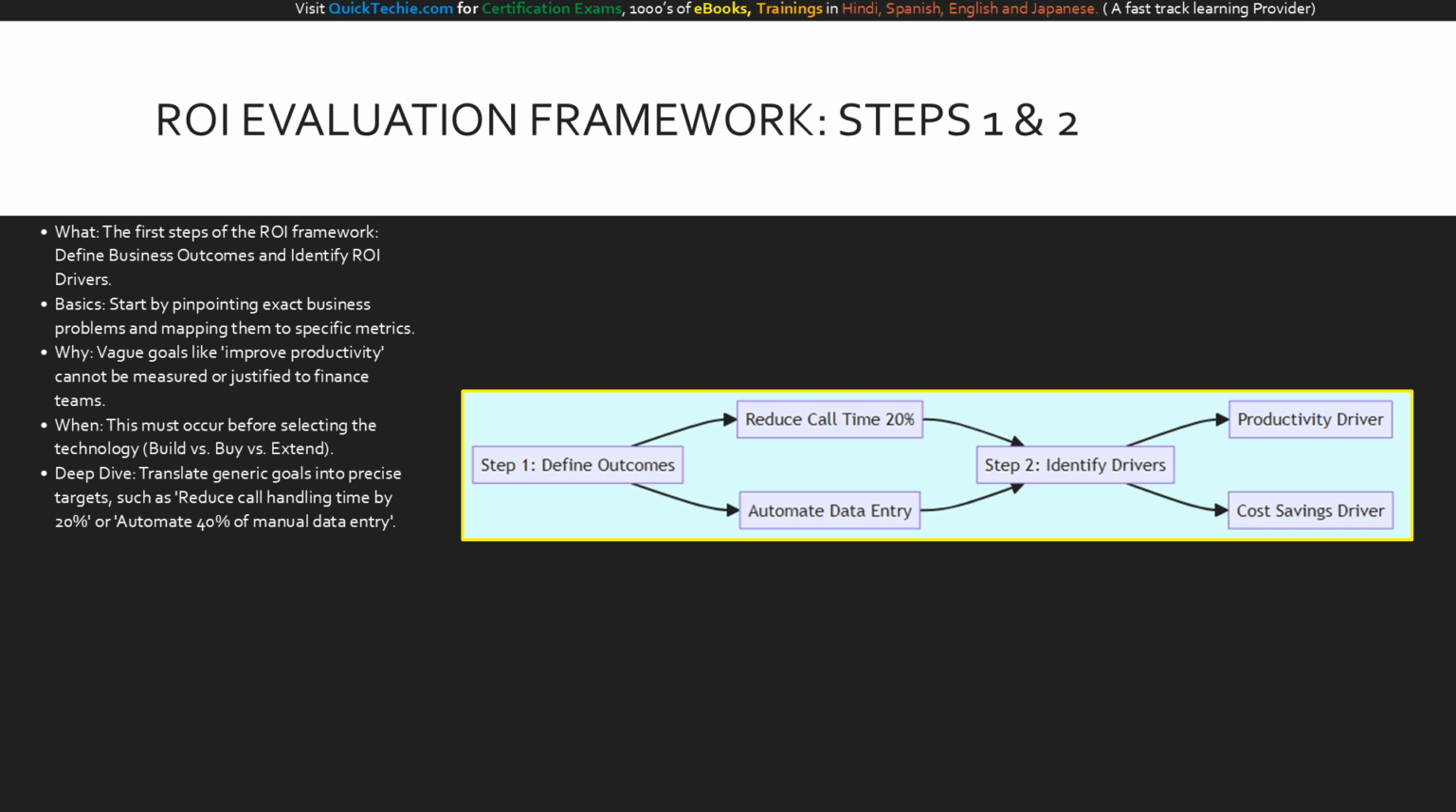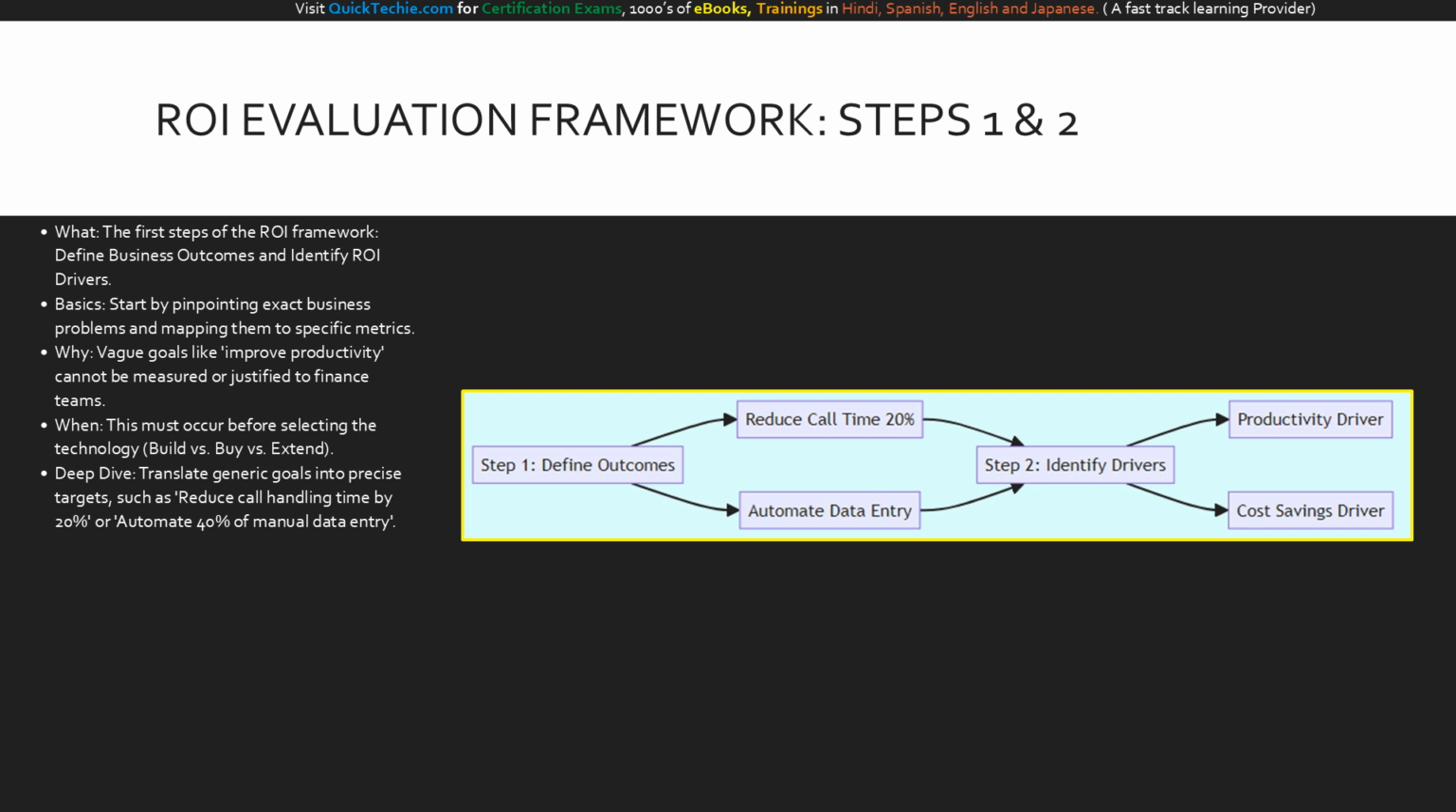Take a look at this sequential process flow. We start on the far left with step 1, define outcomes. Notice how this node pushes directly into highly specific, measurable targets, reduce call time 20%, and automate data entry. This visual enforces the idea that outcomes must be quantifiable.